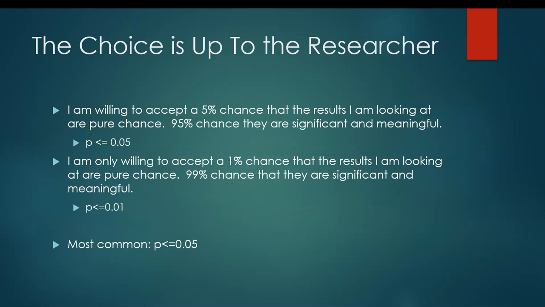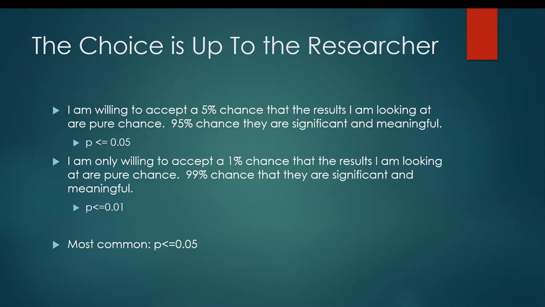So you could say, I'm willing to accept a 5% chance that the results I'm looking at are pure chance. That's a 95% chance that they are significant and meaningful. And that's the threshold that you're going to set. I want to say that my p-value is going to have to be less than or equal to 0.05. If I'm only willing to accept a 1% chance that the results I'm looking at are pure chance, and a 99% chance that they are significant and meaningful, I may set my p-value threshold to be 0.01.